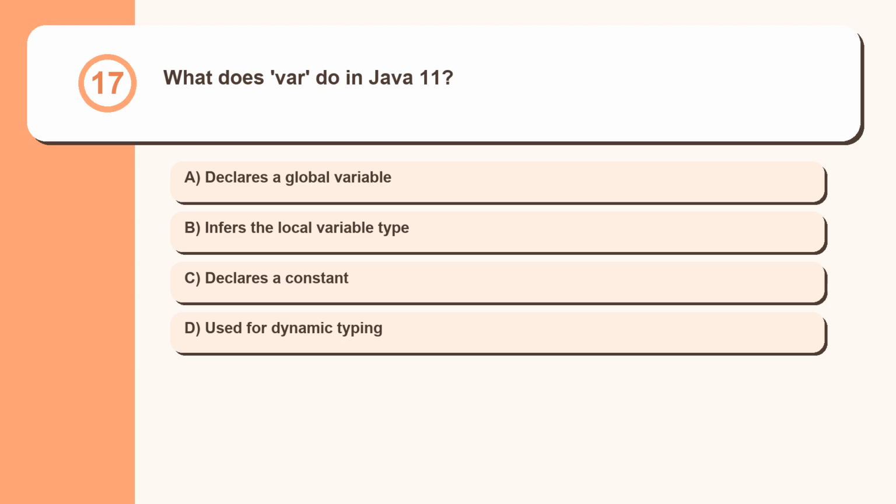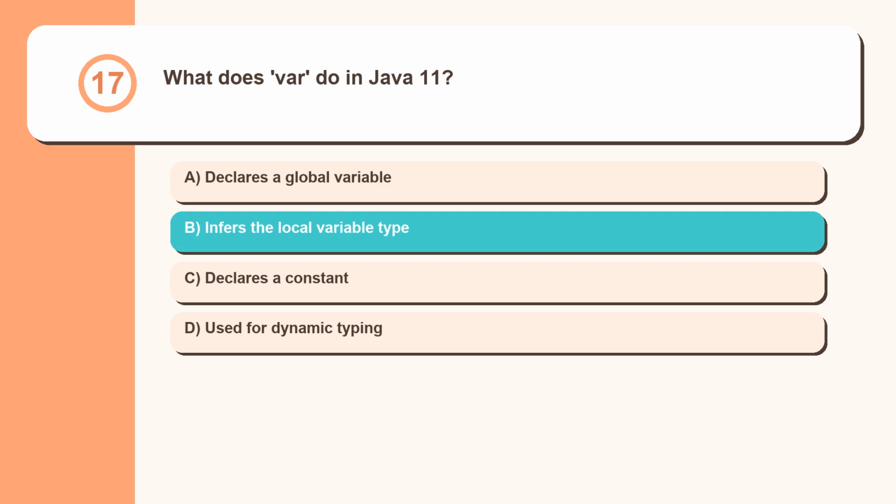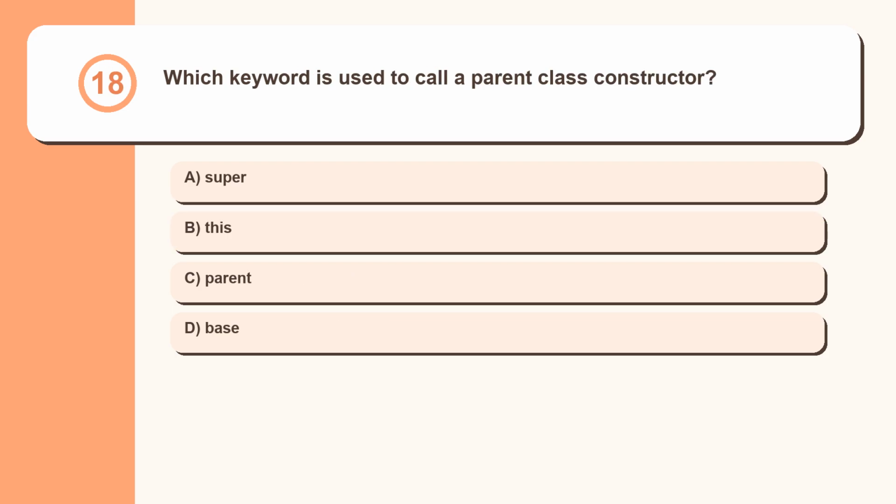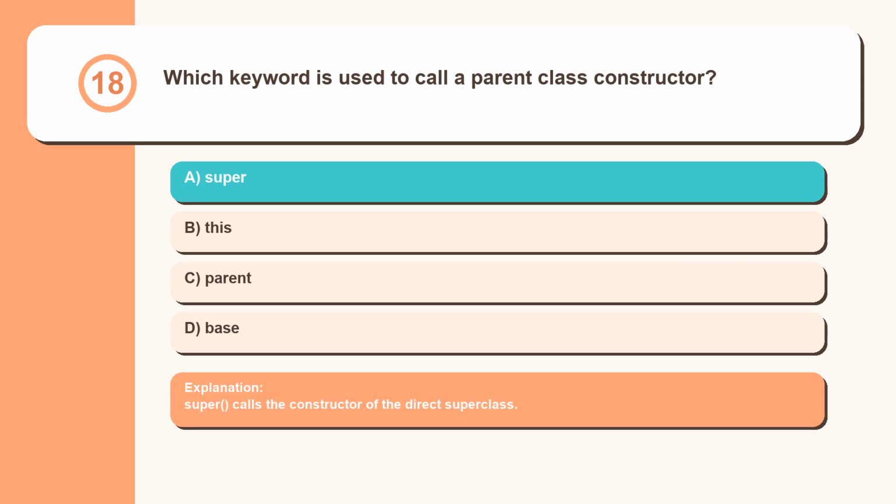Question 17. What does var do in Java 11? Declares a global variable, infers the local variable type, declares a constant, used for dynamic typing. var allows local variable type inference. Question 18. Which keyword is used to call a parent class constructor? super, this, parent, base. Super calls the constructor of the direct superclass.